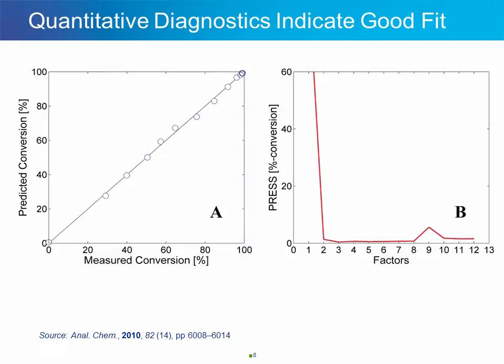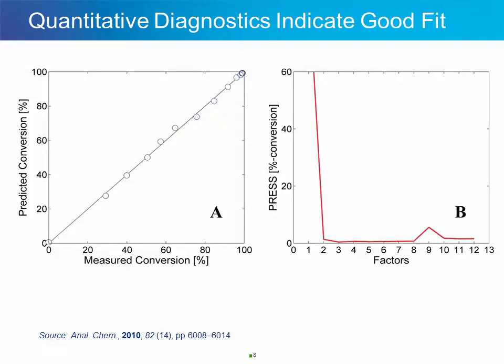For the reaction yielding myristyl myristate, a cross-validation of the quantitative model is shown on the left as figure A. A cross-validation individually removes each standard from the model data set and then predicts its concentration with the remaining data being used to generate the quantitative model. Here we see what appears to be a good correlation between the measured and predicted conversion.